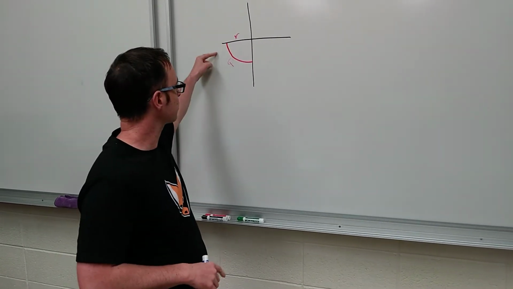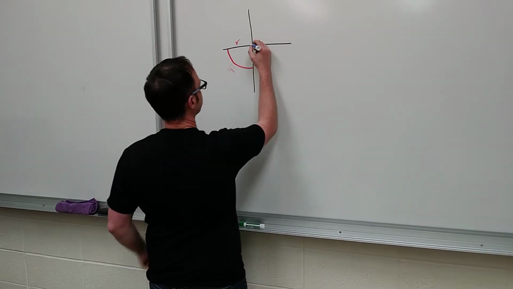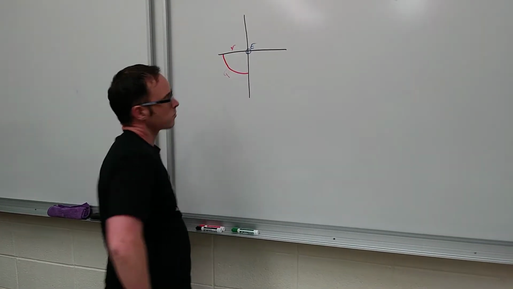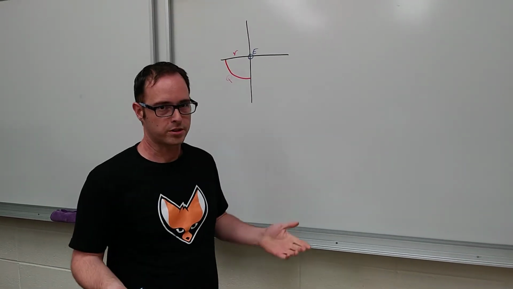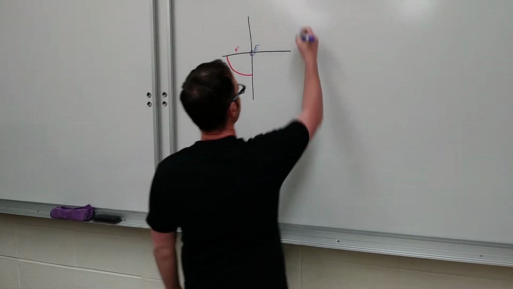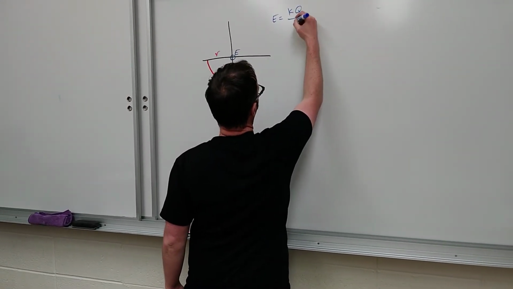We've got a quarter circle, and we're trying to find the electric field right here. What is that electric field? Let's start with the electric field equation. You have E equals kQ over r squared.